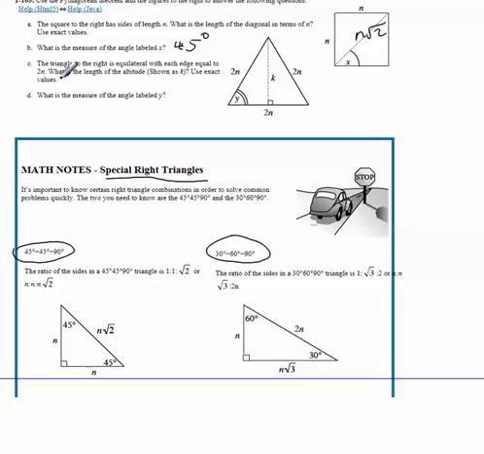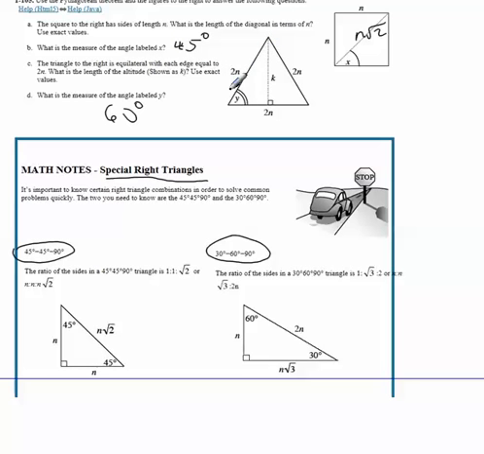Now on to C. C, the triangle to the right is equilateral, so each of those angles is 60, correct? So the measure of angle y must be 60 degrees. And use exact values. Okay, so what is the length of the altitude?